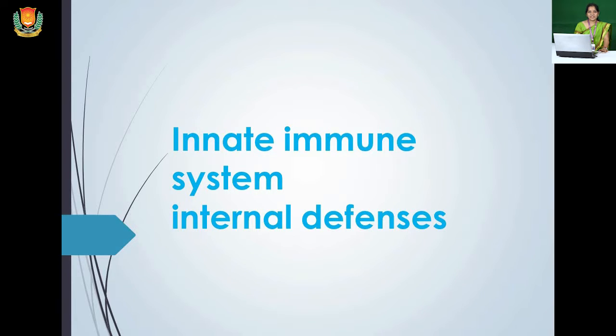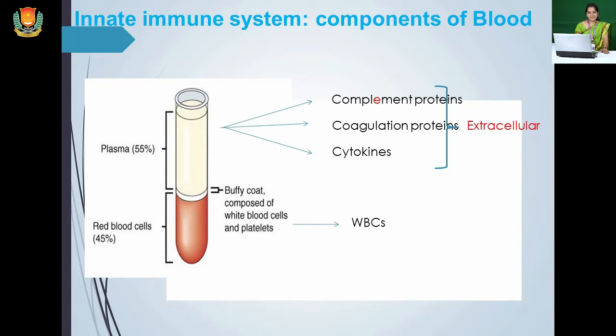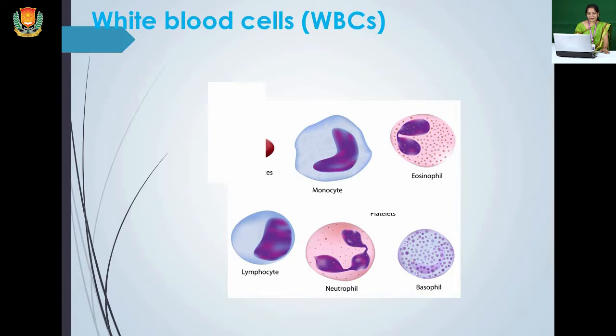Now, innate immunity after external defense, as I have told you in the previous slides, we have innate immunity, internal defense and external defense. If any pathogen is getting inside our body, first external defense tries to protect against that pathogen, but if it still gets inside, then the role comes of internal defense. Internal defense includes some chemical factors like complement proteins, coagulation proteins, and cytokines, and some cells which are WBCs, which help to protect against the pathogens.